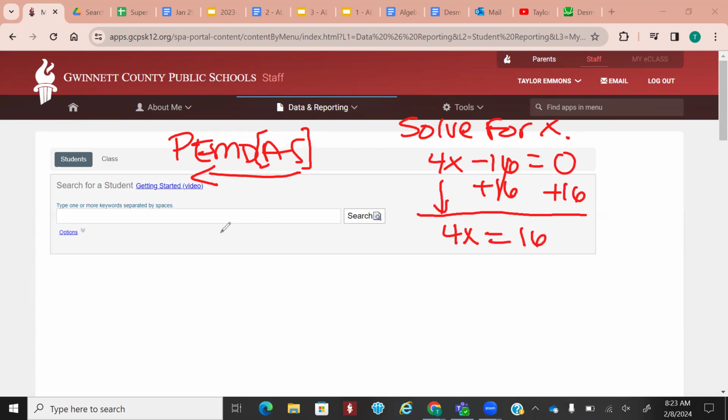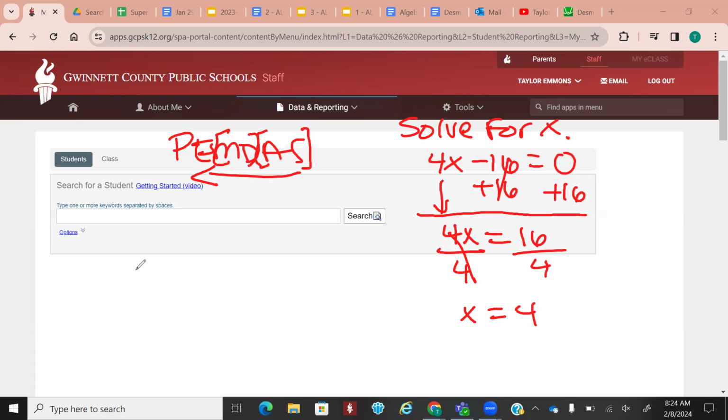Moving on to the next letters in PEMDAS. Now you're going to multiply, divide. So you see that there's multiplication. In order to do the opposite of multiplication, we're going to divide. So what's 16 divided by 4? Okay. Boom. There it is.